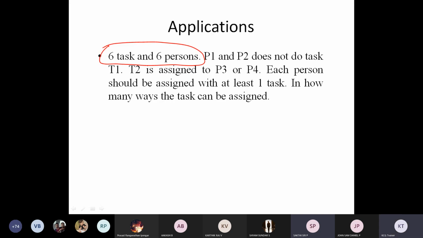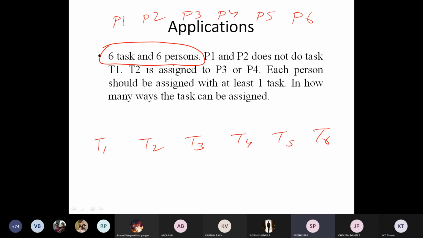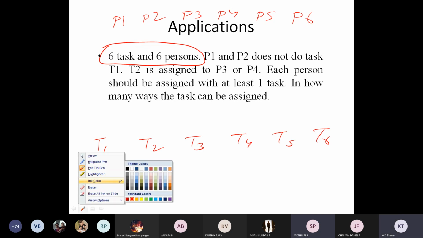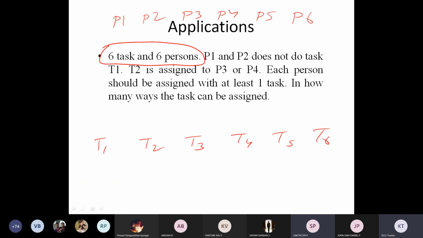The condition is that P1 and P2. So there are totally 6 people. Let us denote them as P1, P2, P3, P4, P5, P6. 6 people are there and tasks are T1, T2, T3, T4, T5, T6. 6 tasks. What does the condition say? P1 and P2 do not do task T1. T2 is assigned to either P3 or P4. Each person should be assigned at least one task. In how many ways can the tasks be assigned?